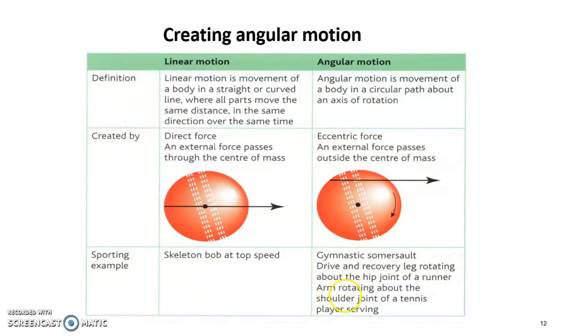For example, the arm rotating around the shoulder joint of a tennis player serving, or a football goalkeeper picking the ball up and then rolling it over arm. That could be an example there. So there are examples of angular motion, and that is just your comparison on definition, created by, and sport and examples. We will have another look at the created by now.